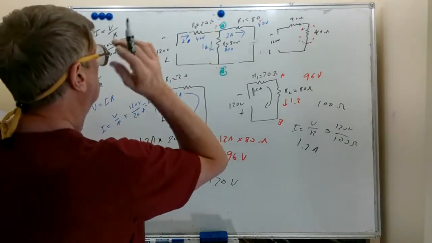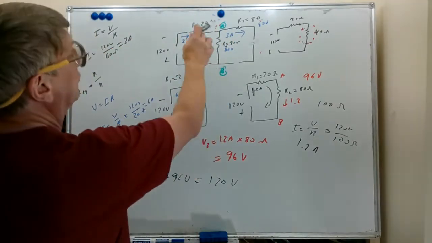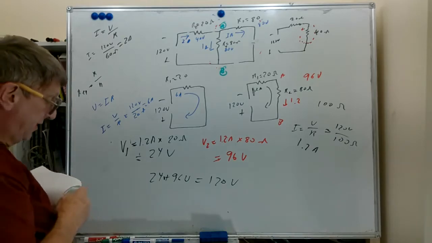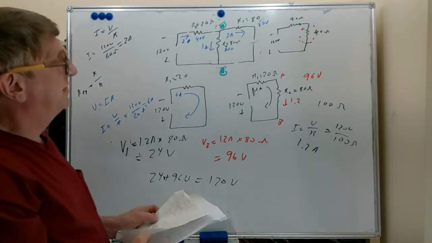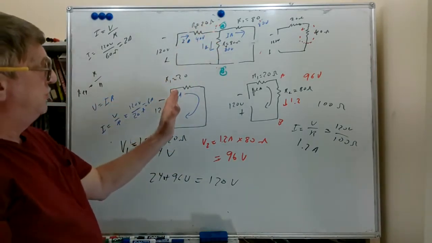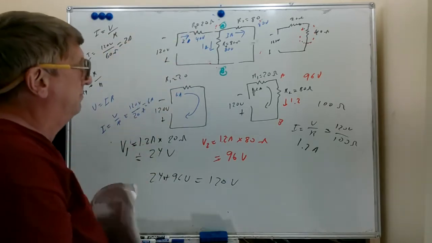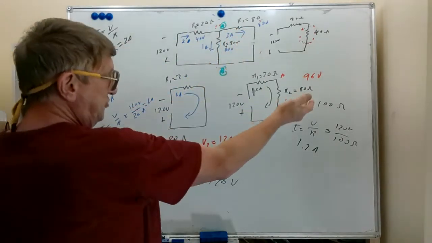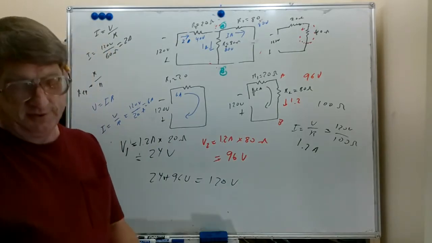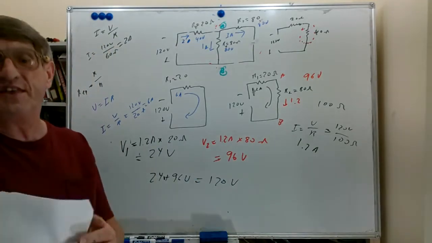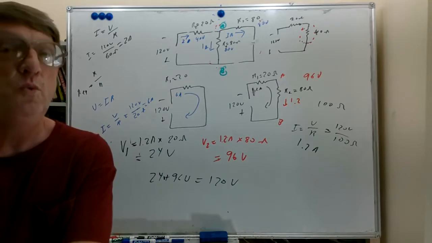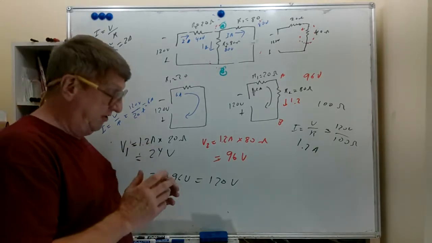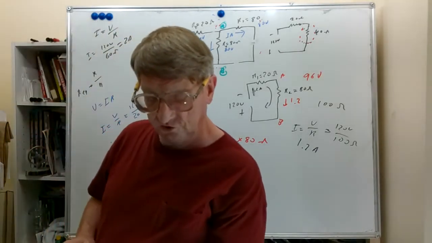Just like I did here, 80 plus 40 was 120. But you can see that when we shorted here, we had too much current in R1, which caused problems. We opened it up, we have too much current in R2, which caused problems. So these are some of the things that can go wrong when you have shorts and opens in a series parallel circuit.